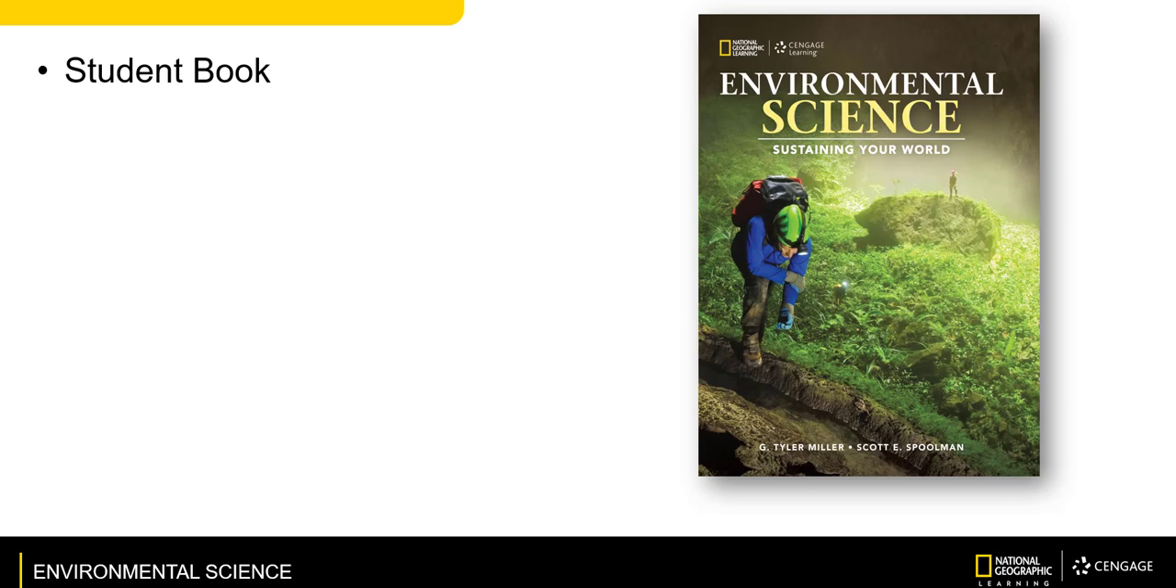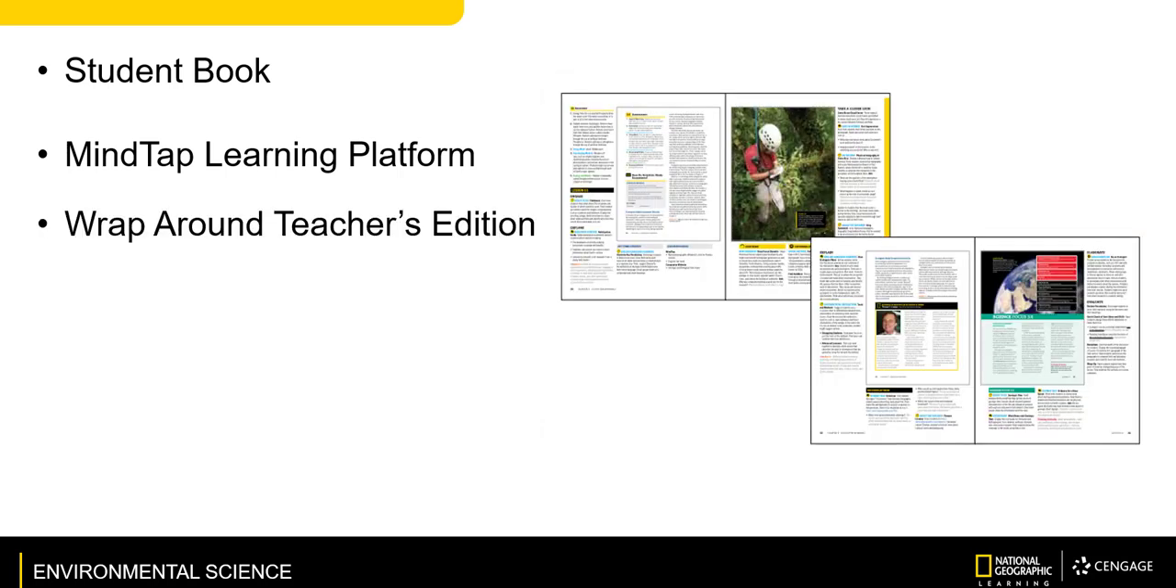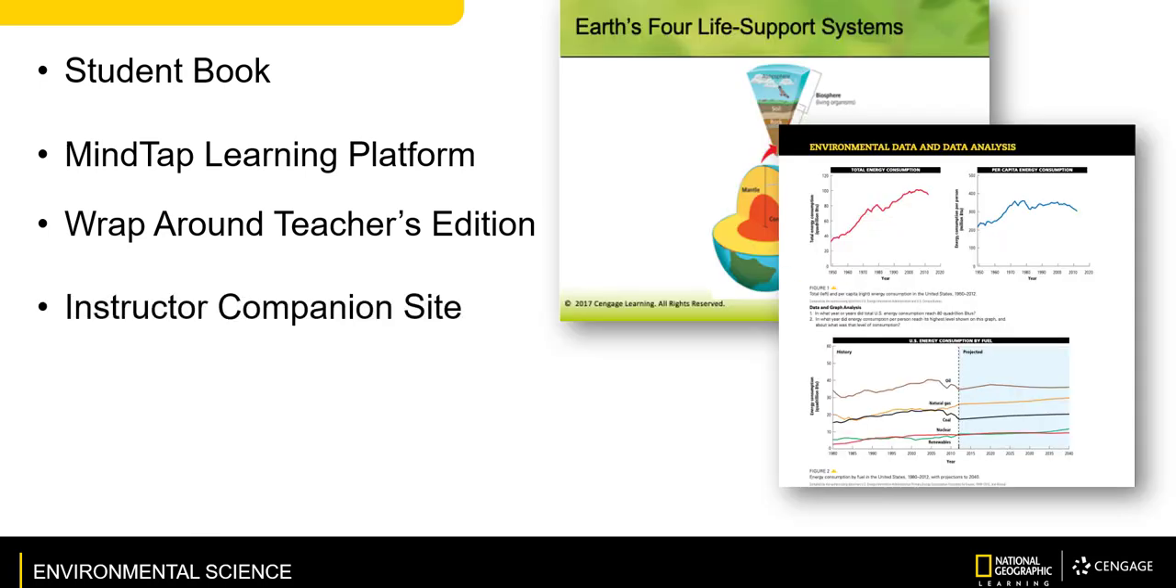Of course, there'll be your student book, and that's available both in print and the digital is our beautiful MindTap learning platform. For the teachers, there's going to be the Wraparound Teachers Edition, an instructor companion site which houses a collection of book-specific lecture and class tools, nearly 50 pages of supplemental material, and also chapter pre-test and post-test, as well as ready-to-use PowerPoint presentations, including a PDF of the full Teacher's Edition.